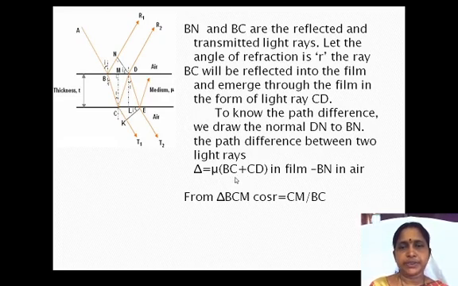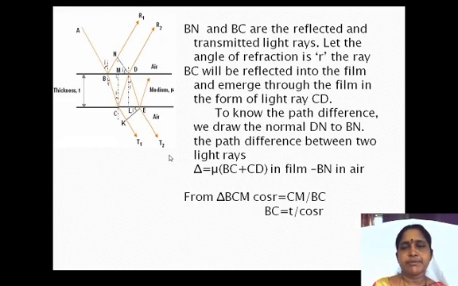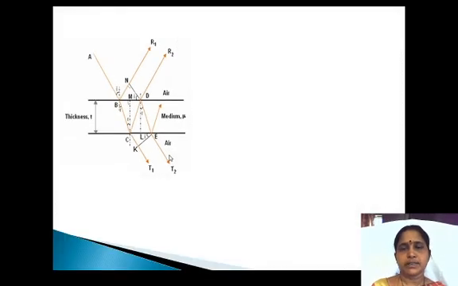So here we want BC plus CD. For BC, we take the triangle BCM. In triangle BCM, cos r is equal to CM by BC. BC is equal to t by cos r, because CM is the thickness of the film. Here t is the thickness, so we write t in place of CM. So BC is equal to t by cos r.